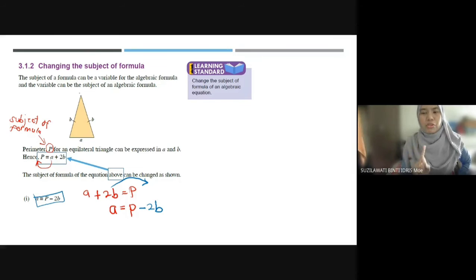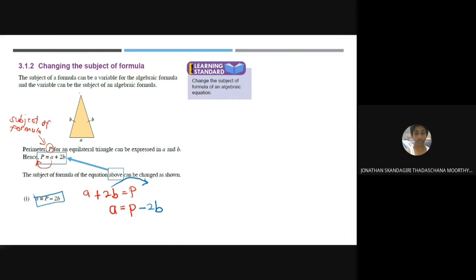Okay, so you understand subject of formula, then change the subject of formula. So now, my question now, what is the algebraic formula if I want B as the subject of formula? Give me the equation, okay, the equation lah, that if I want B to become the subject of formula. Write in chat. B become the subject of formula. P minus A over 2. Yeah, it's correct.